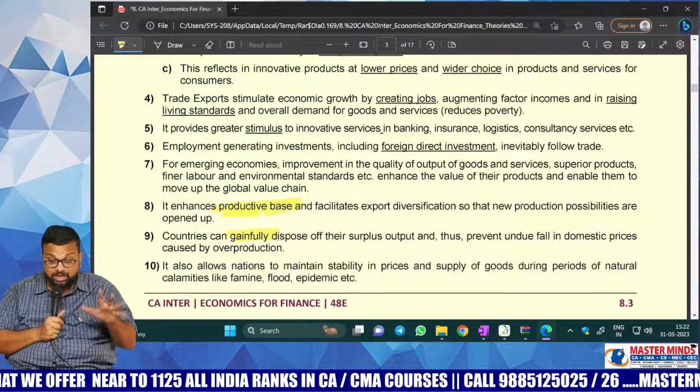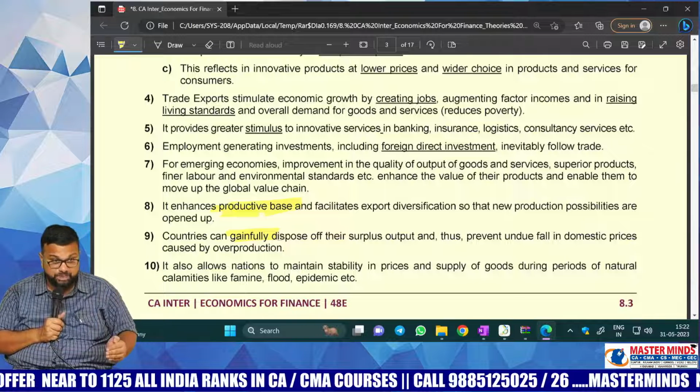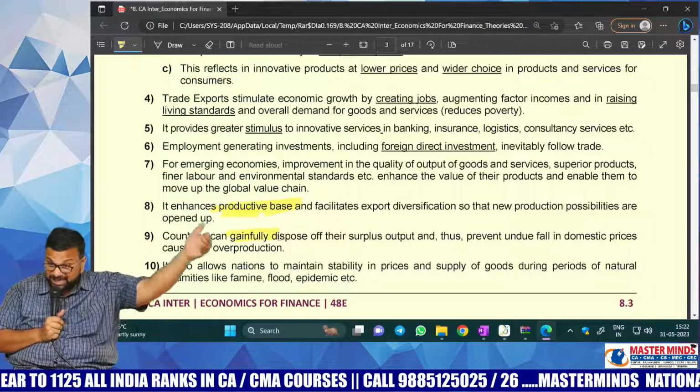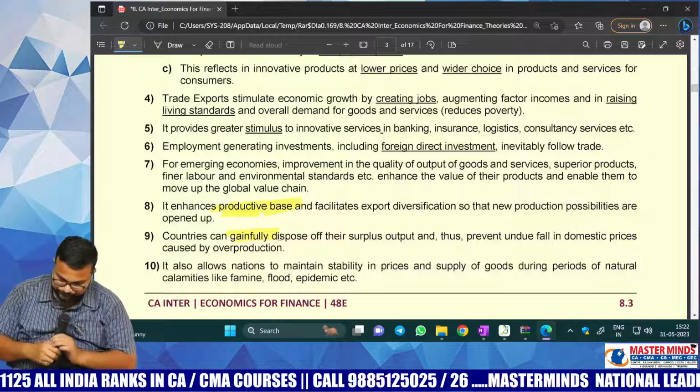So international trade helps countries to sell excess production at profitable prices. Next, Nano.